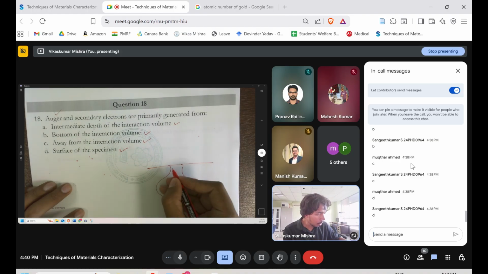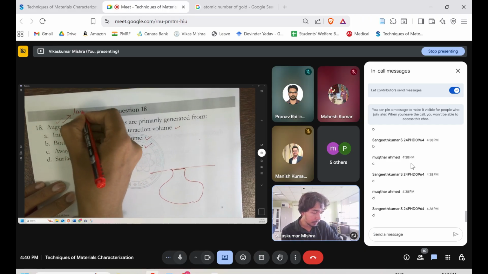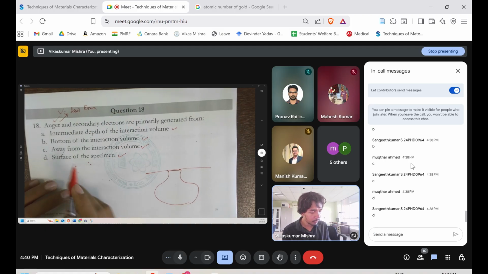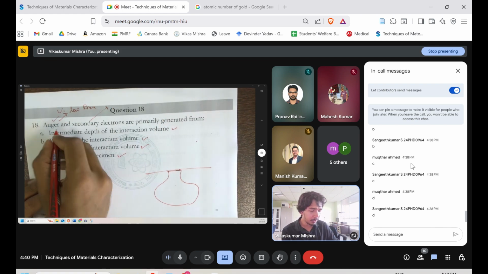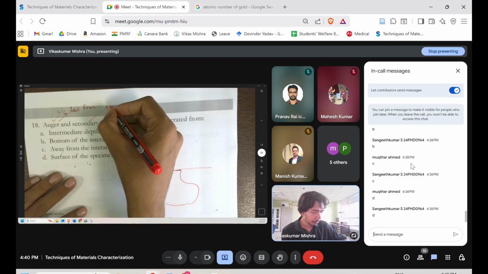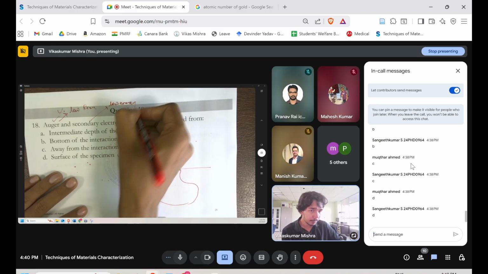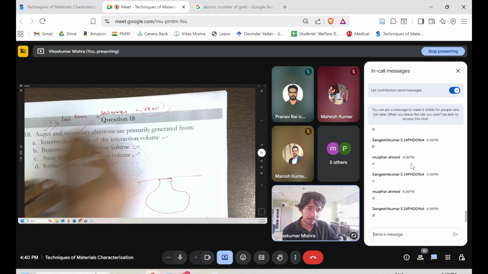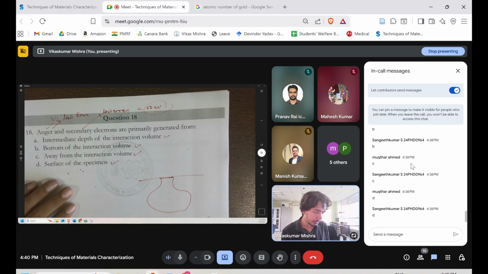Auger electron is the one which has very low energy, while the secondary electron also has low energy, but compared to the Auger it's a little higher. So still we will call it low energy. Typically it will be less than 50 electron volt, on an average.